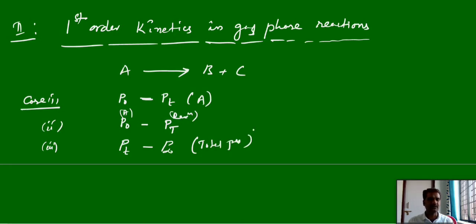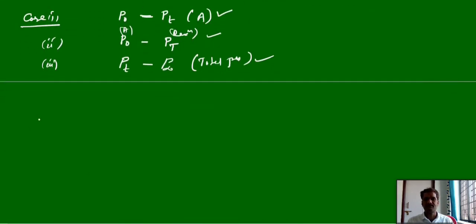Then how to identify the integrated rate equation. Three different cases: first one with respect to exclusively A, second one with respect to A and the reaction, and third one completely with respect to reactions. We will see one by one. First, case 1.